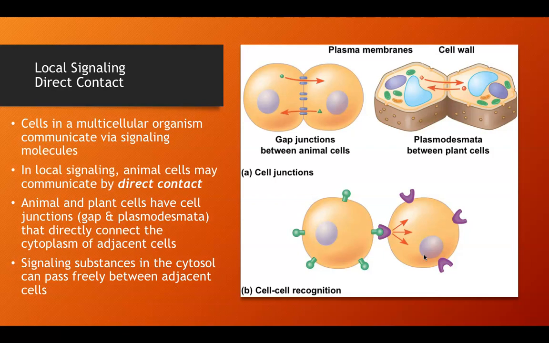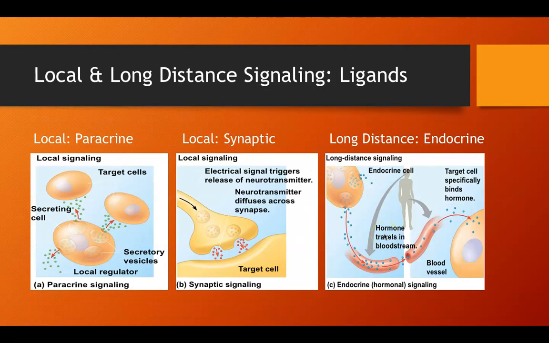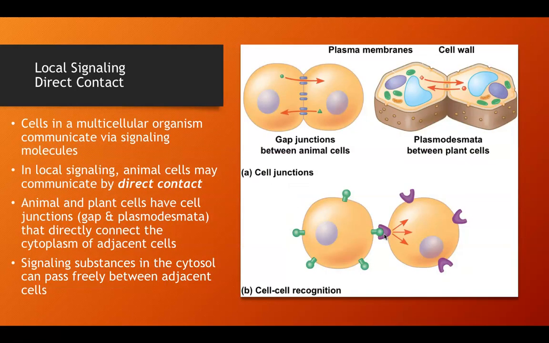Animal cells are also able to communicate through cell-cell recognition, as you can see here, where a cell has receptors in its membrane, and then it's able to recognize a neighboring cell and pass that signal through direct cell-cell recognition. Now, direct contact does not use any type of chemical messengers. And when it comes to plant cells, the most understood type of local signaling has to do with the plasmodesmata. We don't know anything else about how plants would communicate cell-cell locally.